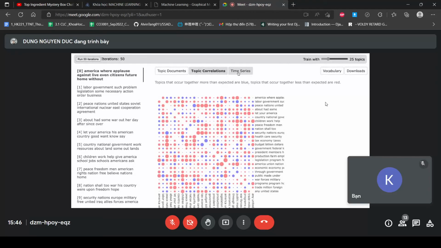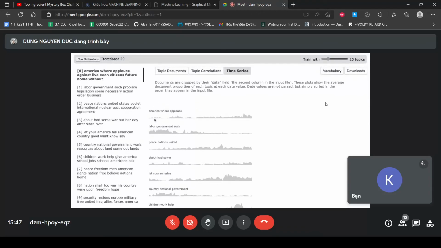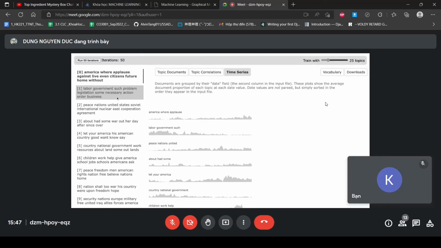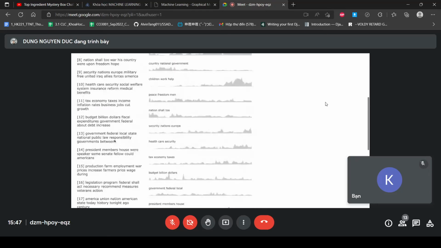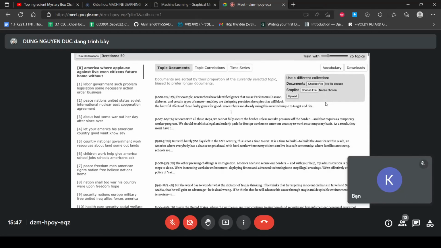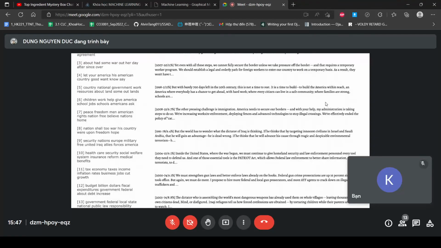And also you can see your data as a time series, right? So here is some text, and if you have some text like this one, you will see some sort of different distribution of the data. So this is the first topic. You can see the distribution of the topics in a time series. And this is the topic documents. You can load the documents and you will see what happens with every document.